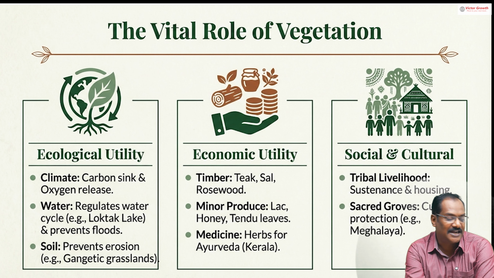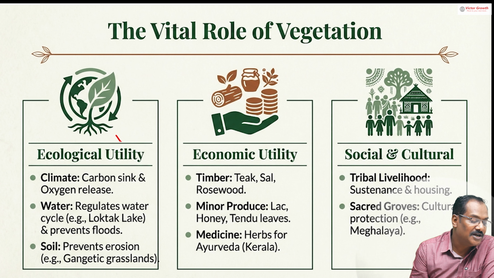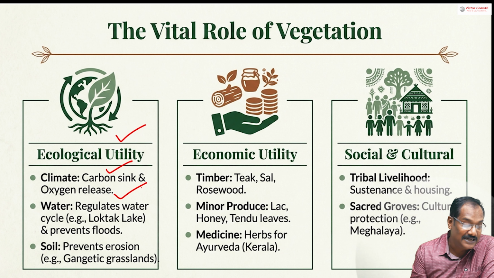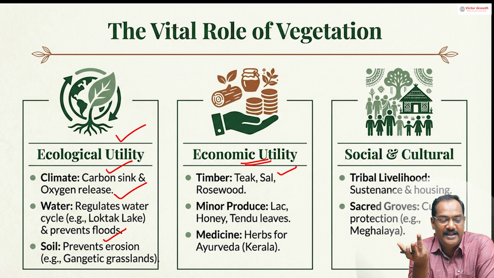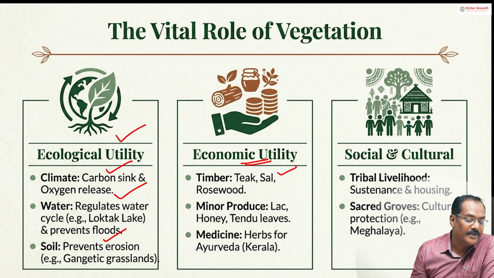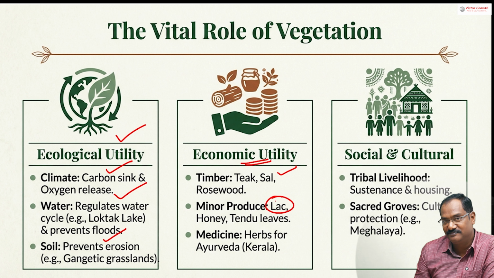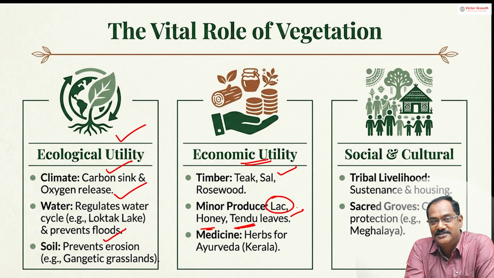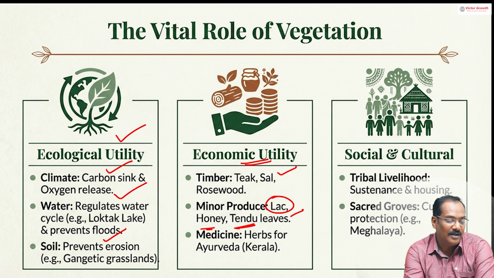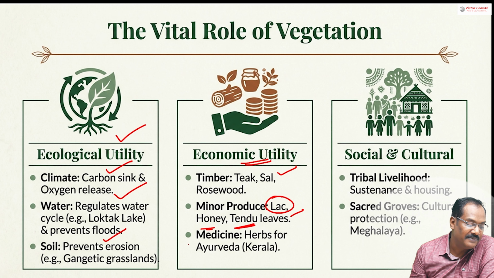So what the vegetation is actually doing, it is creating ecological utility. It acts as a carbon sink. It regulates the water cycle. They prevent erosion. And they help in economic activity like teak, sal. There's a place called Nilambur in Kerala that is very famous for teak. Rosewood. They also give minor produce: lac, honey, tendu leaves. In Chhattisgarh, tendu leaves are collected by the tribal people. They have economic activity, herbs, medicine.